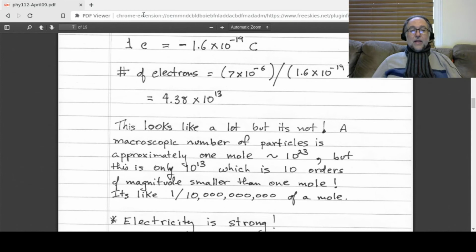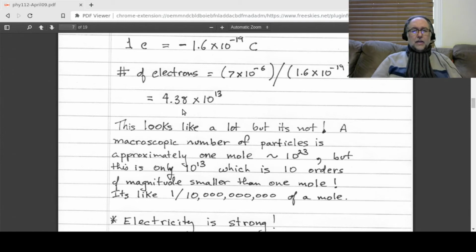Now that looks like a big number, but it's actually not a big number at all. That's the number of electrons that you would actually have to remove from material to charge it up to 7 microcoulombs. But it's not a lot of electrons. And you go, well, 10 to the 13, that sounds like a lot to me.